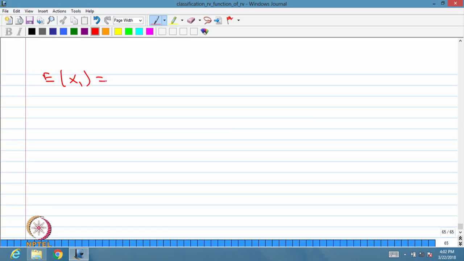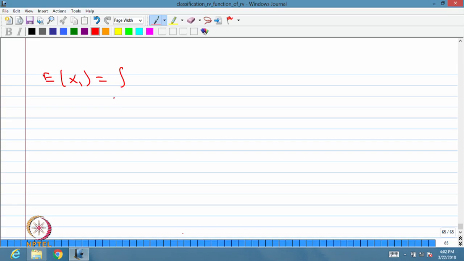First start with the expectation of x1. Expectation of x1, you can find the probability density function of x1 from the joint probability density function, then go for the expectation, or you can use the first definition, that is the expected value of a function of a random vector. So we are going to use that, which is the same as integration from 0 to 1, integration from x2 to 1, x1 times 1 divided by x1 dx1 dx2.